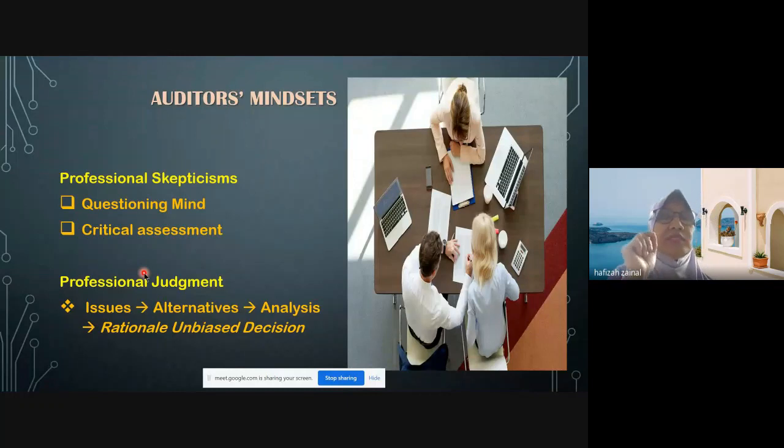Okay, skepticism carries two criteria. You always have questions in mind. You always ask why to your client. Okay, why is that so? Why is it like this? So the why question, you want them to answer your why question. And once they give you your answer, you have to critically assess. Okay, so critical assessment is actually crucial.